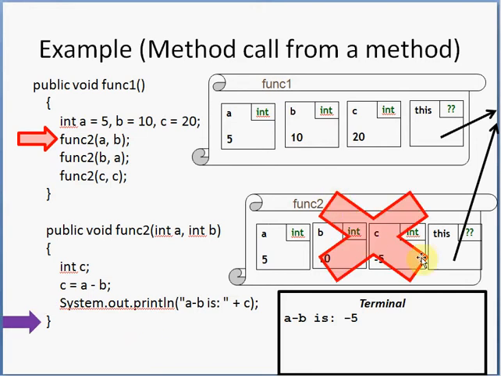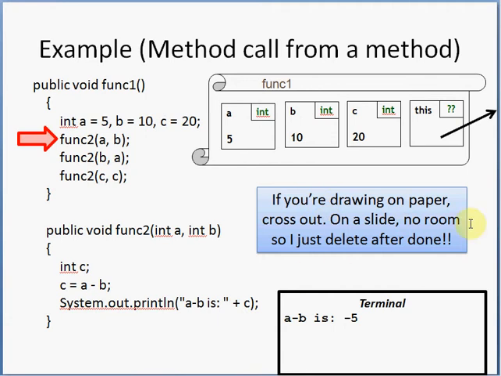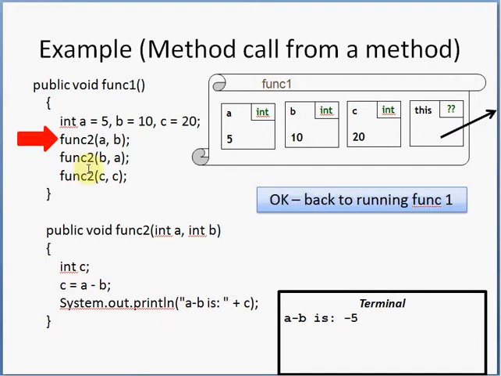We're done with the method, so we cross out anything we did. Normally I would just leave that and redraw more boxes as I need them, but I'm doing this on a slide. I want you to be able to see everything, so I'm just going to delete that. All right. We're back in here. We just finished running this line of code, so now we're on the next line. Oh, look at that. We've got to run func2 again.